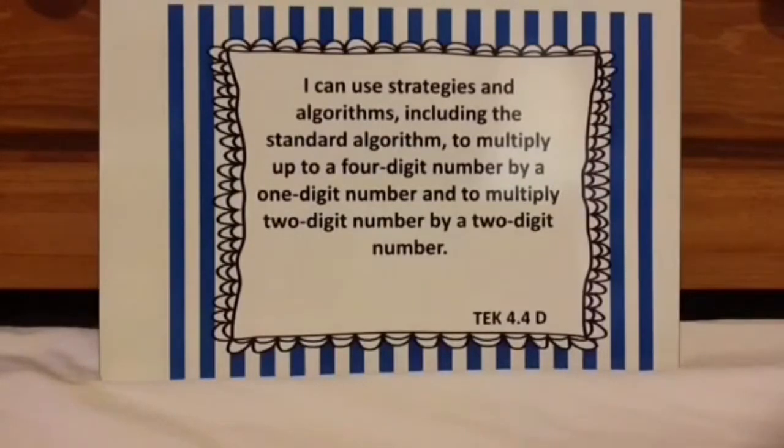It says I can use strategies and algorithms, including the standard algorithm, to multiply up to a 4-digit number by a 1-digit number and to multiply a 2-digit number by a 2-digit number. So with the standard algorithm, I'm also going to teach you the box and partial product and distributive property. So we'll go through each one by one.